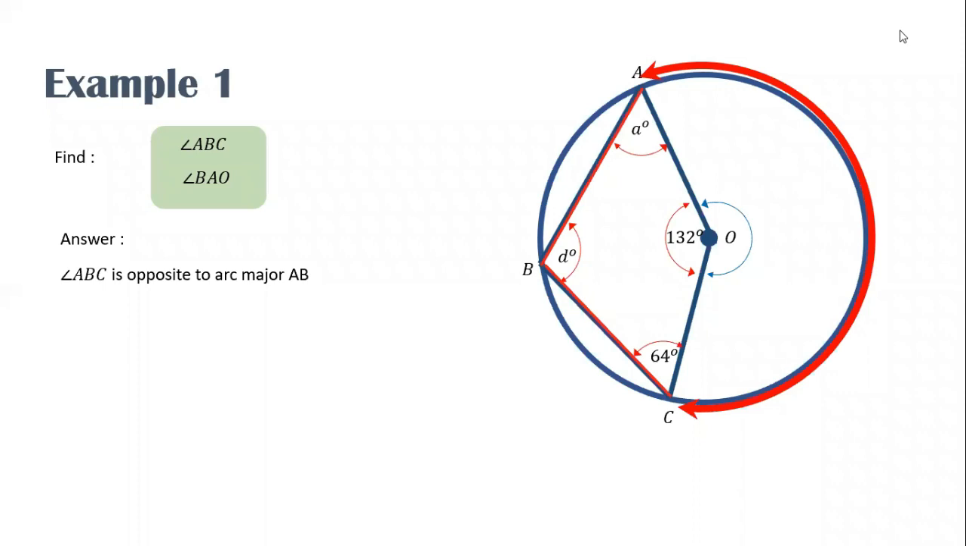Which one is the reflex angle? This is the reflex angle. 360 degrees minus 132 degrees equals 228 degrees. So 228 degrees is the angle at center and D degrees is the angle at circumference. Look at the measure AB, right?